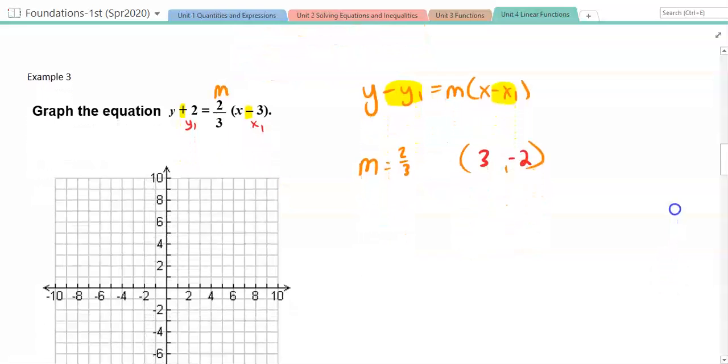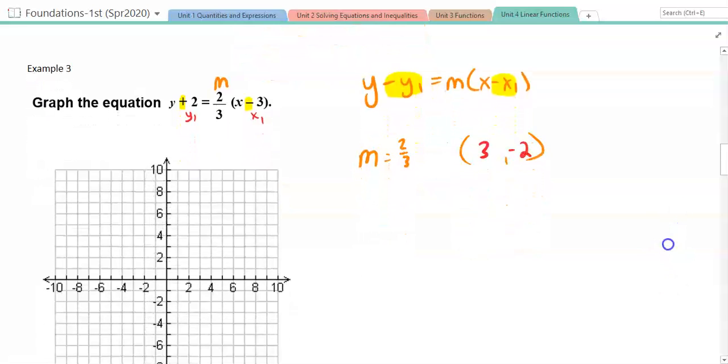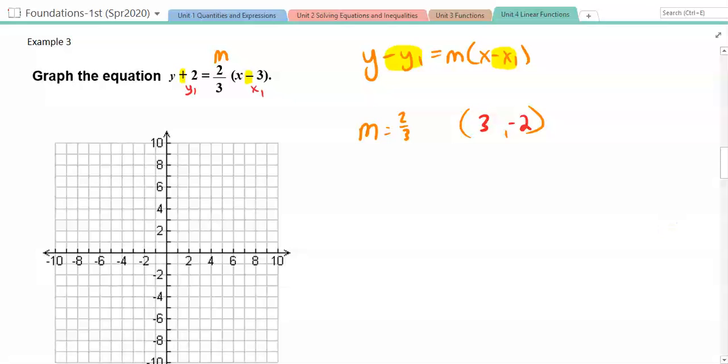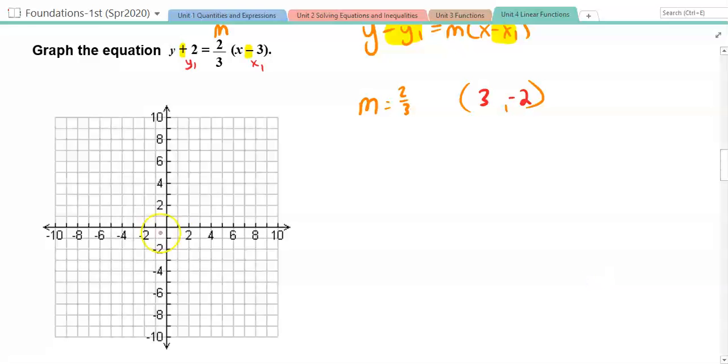And remember, you only need a point and the slope to graph the line. And it does not have to be the y-intercept. And that's where a lot of students get confused, thinking this is going to go on the y-axis. No, it's not going to go on the y-axis. And this is not the two intercepts. This is the point 3, negative 2. So I'm going to go to the point 3, negative 2 and put my point. My point is going to be right there.